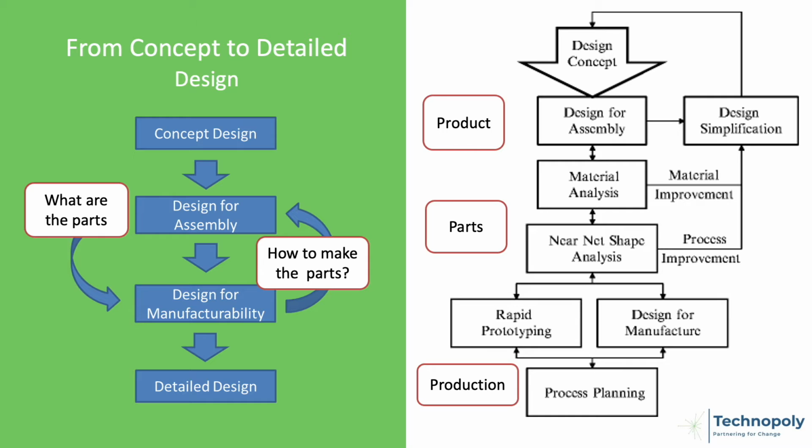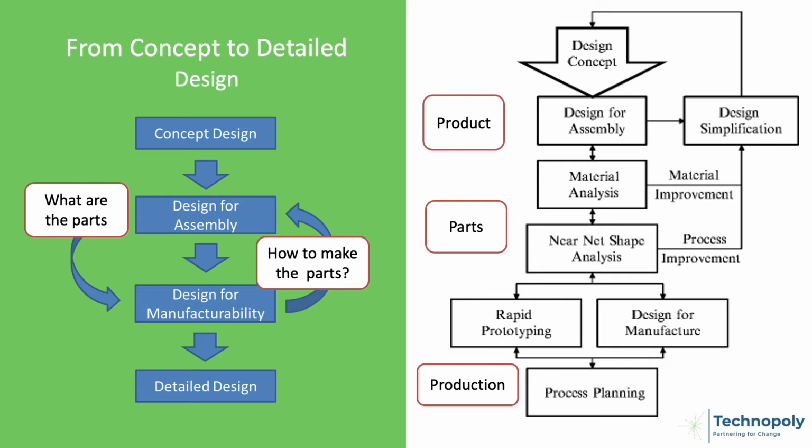By looking into the concept design and factoring in design for assembly and design for manufacturability, we may ask the question on ourselves, what are the parts that we need to have? Why are they needed? Are they needed? The second question would be, how do we make the parts? How do we intend to be able to produce the parts properly? Once these questions are thoroughly explored as part of your concept to the detailed design, then the product development team can now proceed into putting in the details of their design.